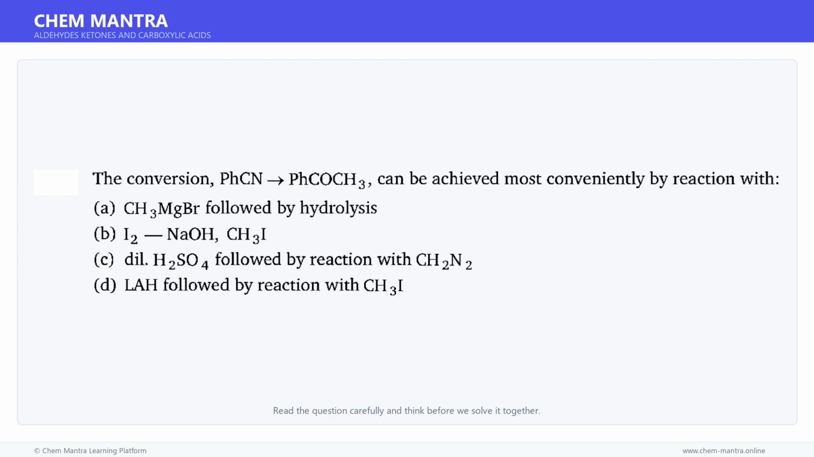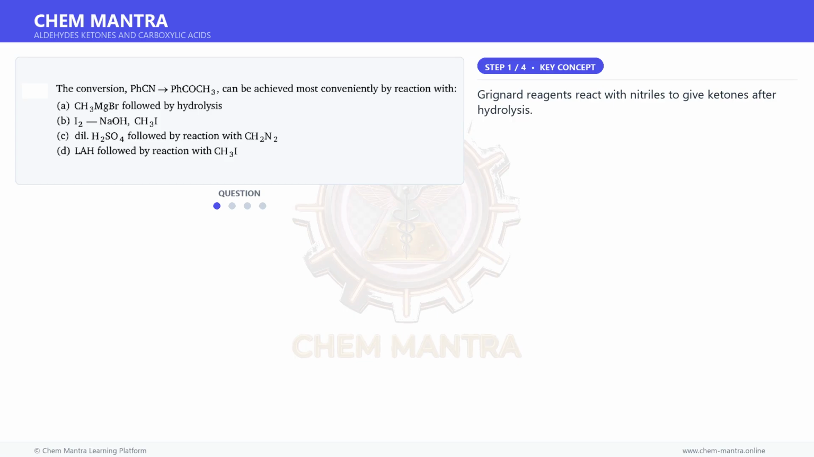Here is a question. Read it carefully and think about the answer. Let us solve it step by step. Let us first understand the key concept here. Grignard reagents react with nitriles to give ketones after hydrolysis.